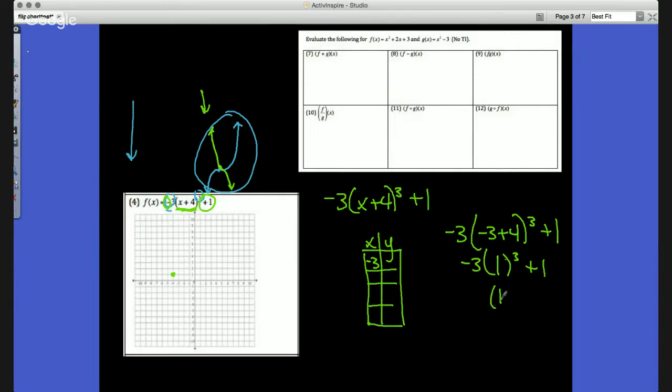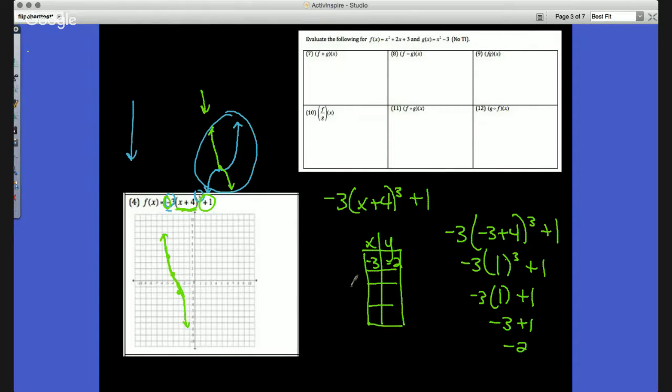1 cubed is 1. Times negative 3 first is negative 3, plus 1 is negative 2. So what I have now is at negative 3, I'm going down to negative 2. And since I know that, again, just like with this graph, this would go downward somewhere through there. So it went right 1, down 3. This one is going to go left 1, up 3. It's going to have to, because again, we know what the parent function looks like.